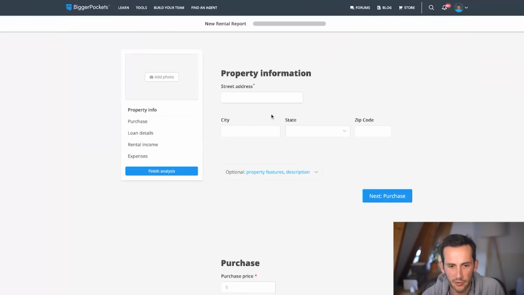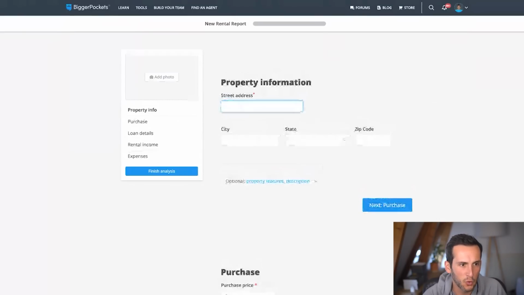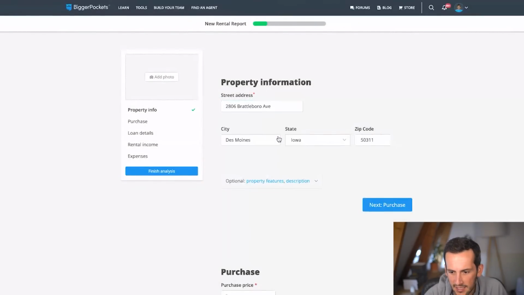So first things first, let's enter in the street address. It's 2806 Brattleboro, so I'm going to go 2806. So I'm going to type that in. It's importing our property data. I like to add photos.